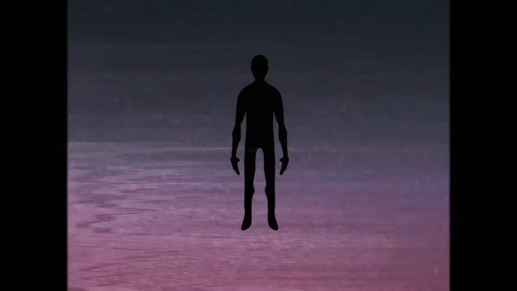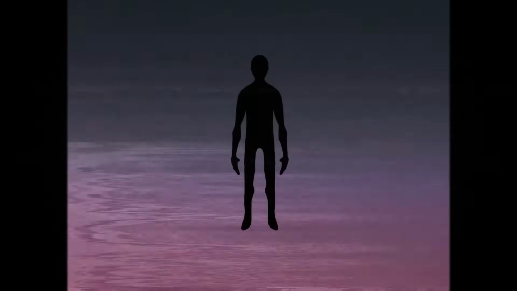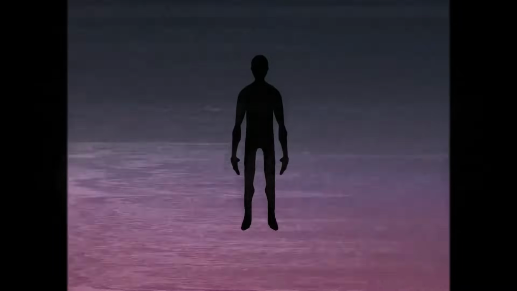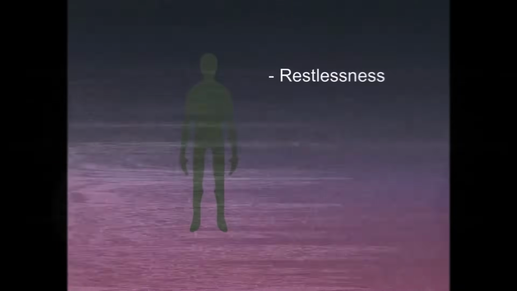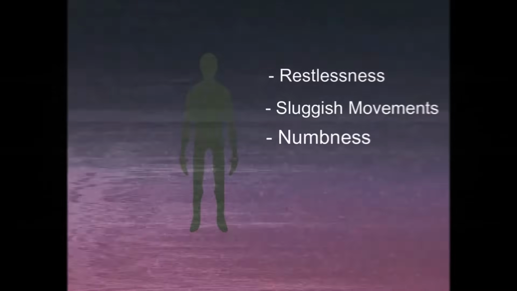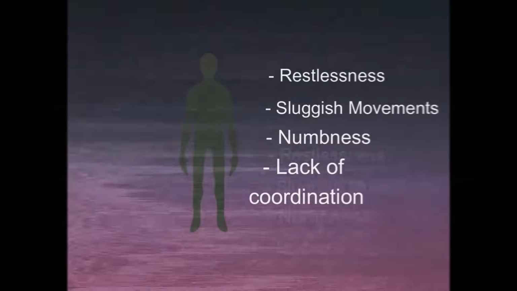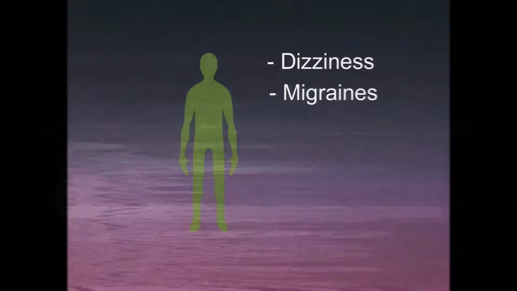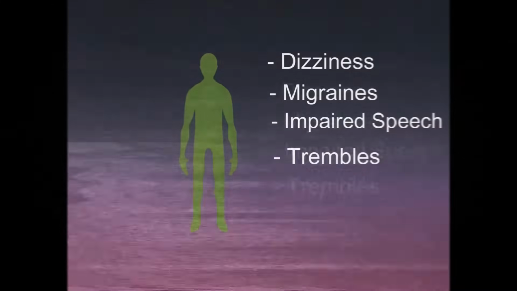An infected organism will show no symptoms of infection right away, but a couple hours after infection the infected organism's behavior and thought process will change. The first symptoms that appear are restlessness, sluggish movement, numbness of joints, and lack of coordination. Then more serious symptoms appear over time. These include dizziness, migraines, impaired speech, and trembles. If you, or someone you know, show these symptoms, contact poison control or emergency services.